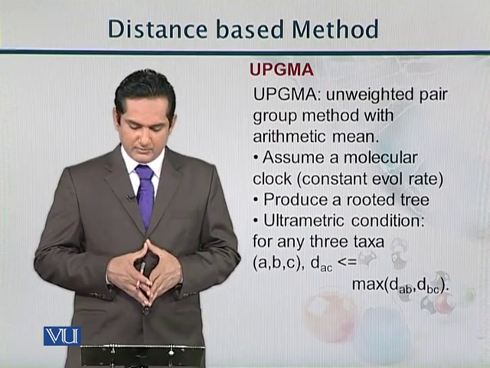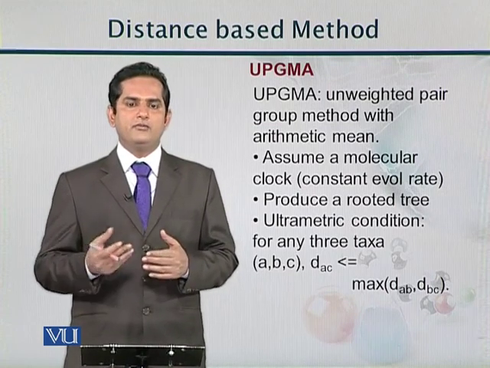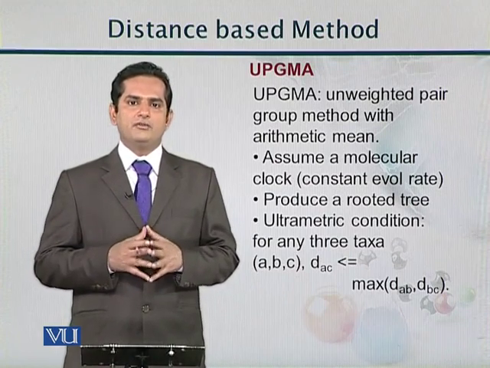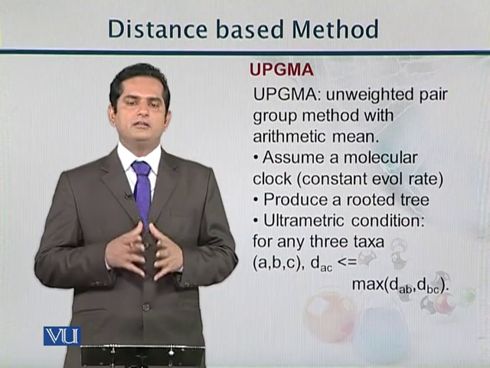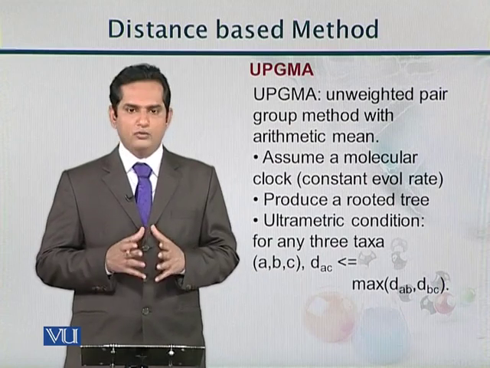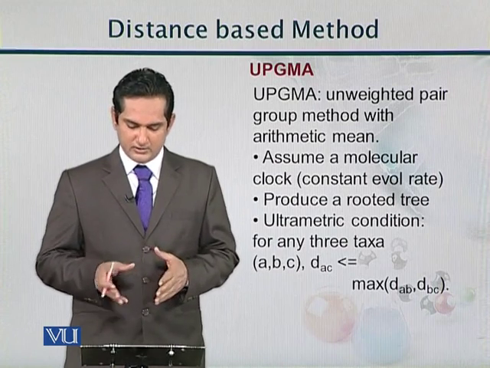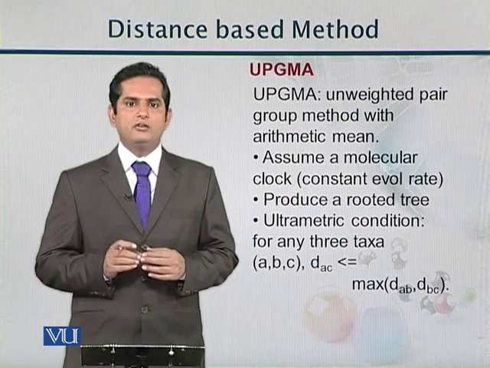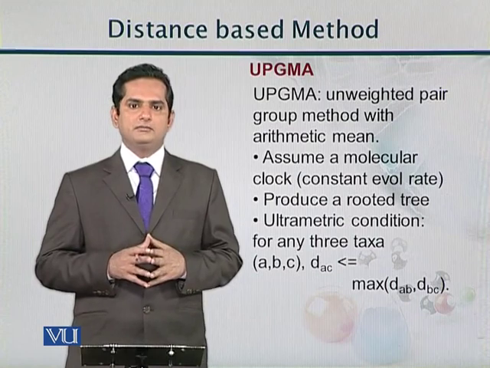So basically what would be the output? The output would be a rooted tree where one root would be used as the parent of the individual trees or individual nodes. So there is an ultrametric condition. What is ultrametric condition? Ultrametric condition is, for any four nodes A, B, C and D, for DAC, which is distance between A and C nodes, it will be less than or equal to maximum of other two nodes which are DAB and DBC.